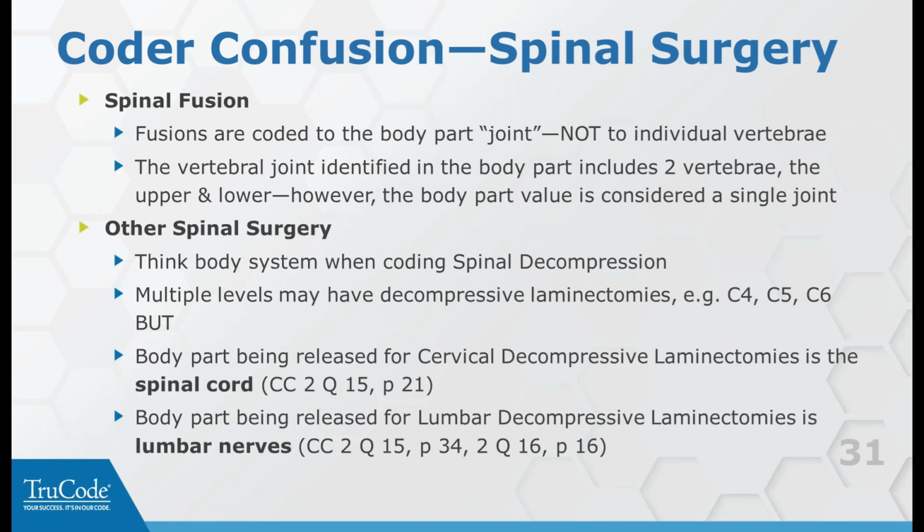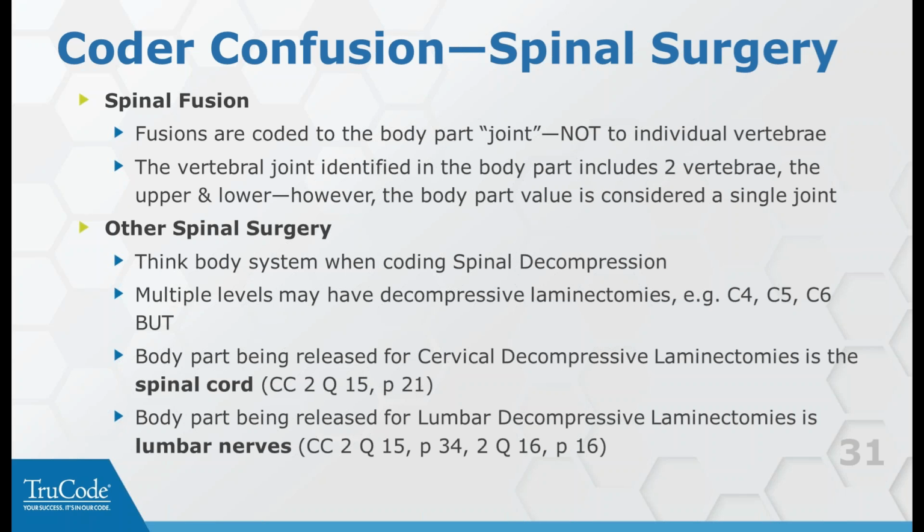Another area that's caused confusion is with spinal fusions and spinal surgery. Be aware of the fact that fusions are coded to the body part joint, not to the individual vertebrae involved. And a vertebral joint has two parts. It has a vertebra on the top and the bottom with a facet joint in between.